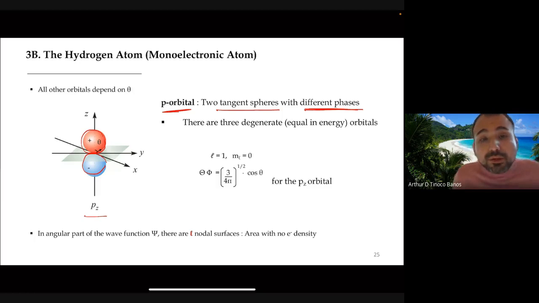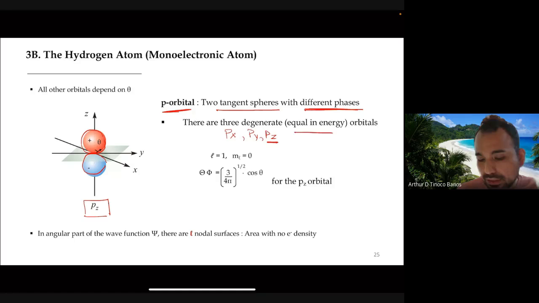And as we know for the p orbitals, there are three types of p orbitals: the px, py, pz. The one I'm showing you here is the pz. But why am I emphasizing that there are three p orbitals? Because each of these orbitals in the atom will be equal in energy. The term that we use to represent equal in energy is degenerate. So keep that in mind, because we will refer to the word degeneracy or degenerate throughout the course.